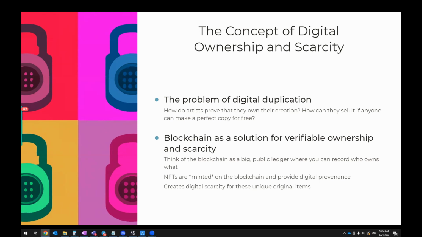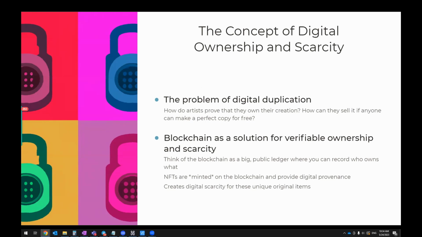However, once something is digital, you can easily make 1,000, a million, 1 billion copies of it, and each copy would be exactly the same. So in this case, how do digital artists, or how can you prove authenticity and ownership of a digital asset if anyone can just copy it and duplicate it, right?